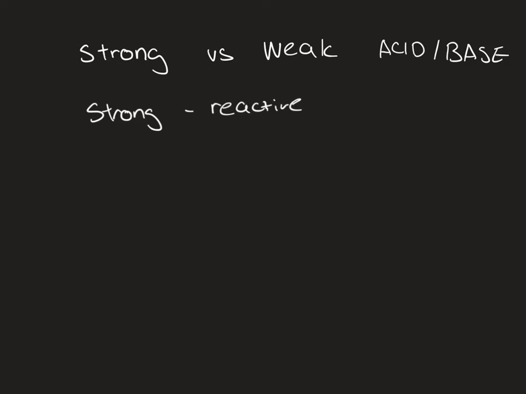As an example, in the acid HCl, the Cl is reactive and wants to take the electrons for itself. This is why HCl is a strong acid, because it's reactive. However, if you look at the conjugate base, Cl minus, it is not very reactive.